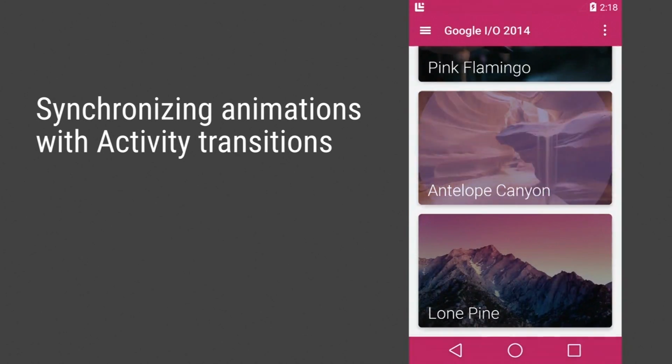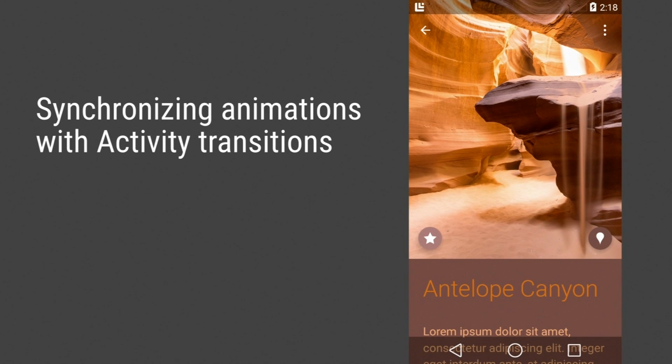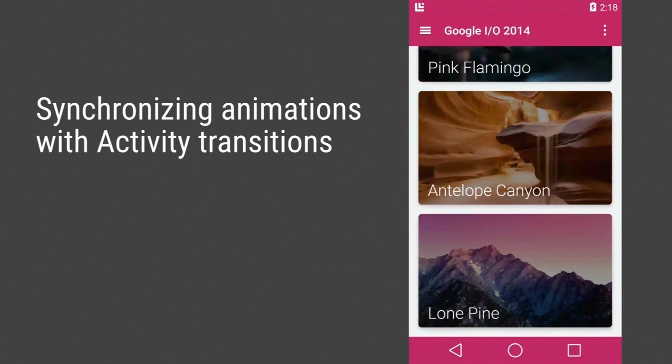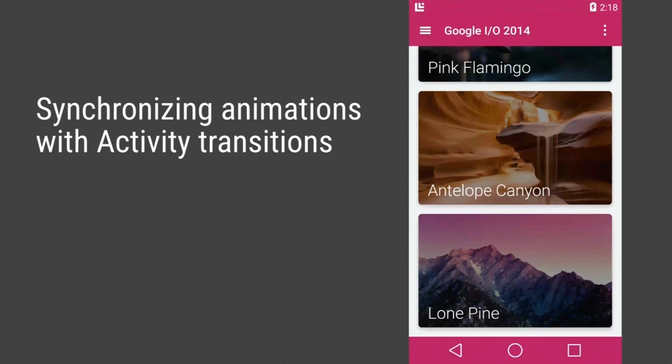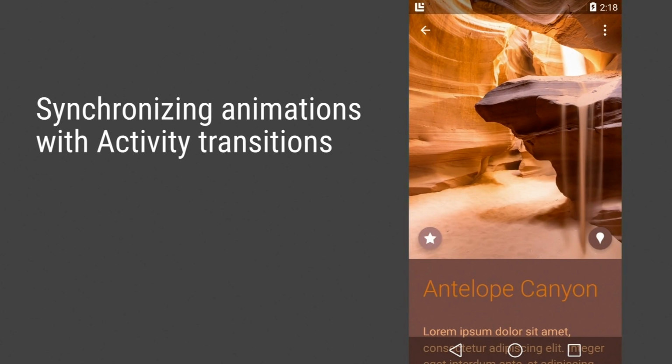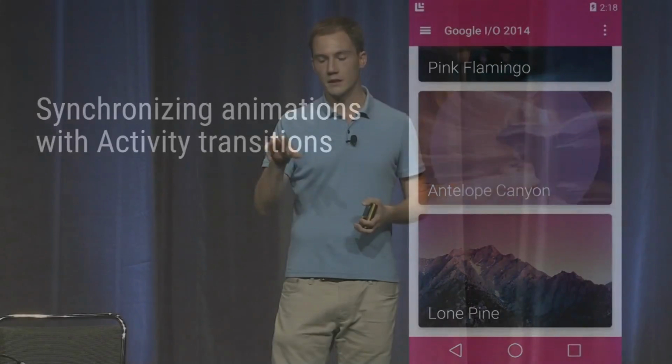So here's an example. In the list of thumbnails, you can see that the thumbnails are darkened. So I use the color filter on the image views to darken the thumbnail. What I want to do is, when we transition to the new activity, animate that color filter from dark to clear. And because the automated transition system does not know how to do that, we need to synchronize with that system to run normal view animations when the transition is done.